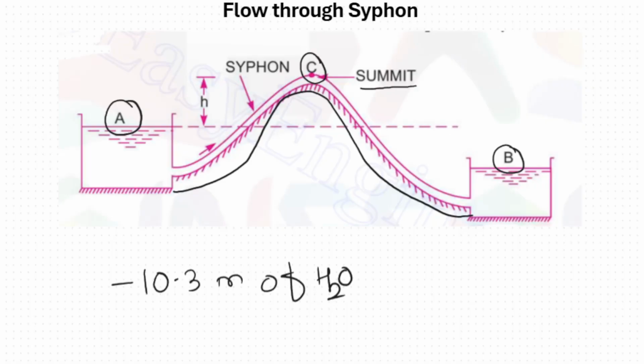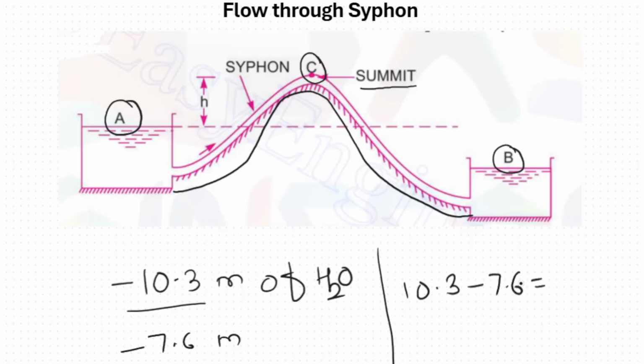But this value is a theoretical value. Actually, the pressure can only be reduced up to minus 7.6 meter. So we can get the absolute value. Absolute value of the pressure will be 10.3 minus 7.6. That will be 2.7 meter absolute.